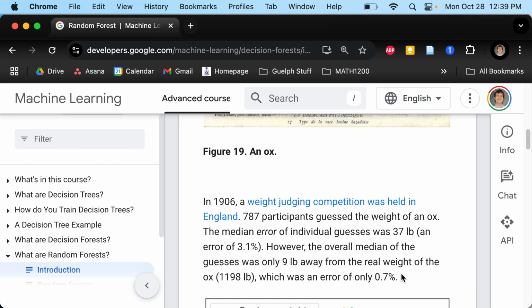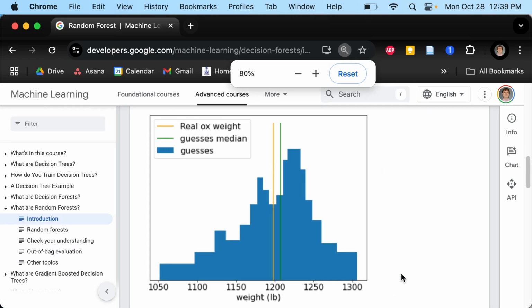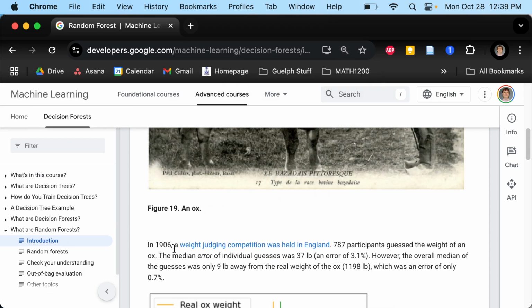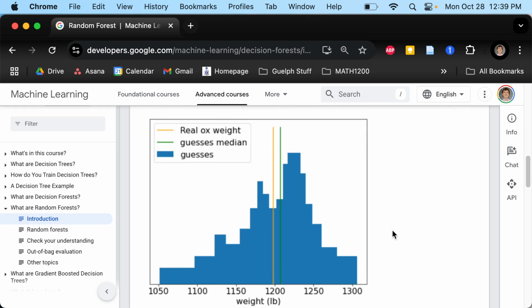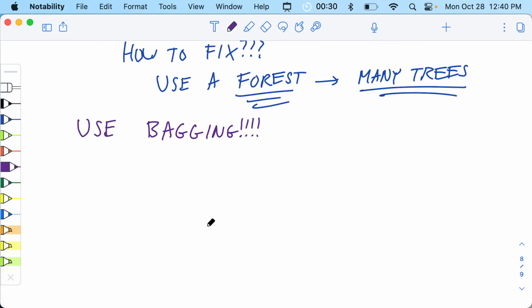And so here is the plot. Here are the guesses at this competition in 1906 with 787 people. They guessed all sorts of things, and everybody spread out lots of bad guesses from all the individuals. But if you combine all the bad guesses, you get one good guess. That is the idea of a random forest. You take individual trees, which kind of suck, and you combine them to make something better. And the way we're going to combine them is exactly what we did before with bagging.